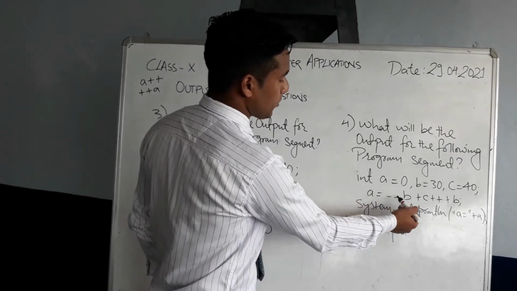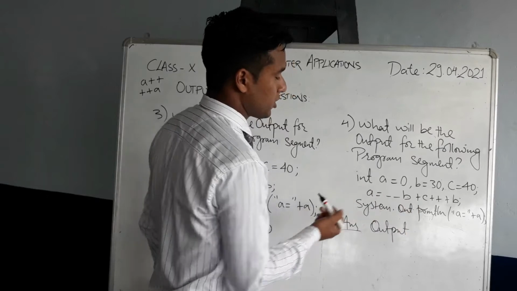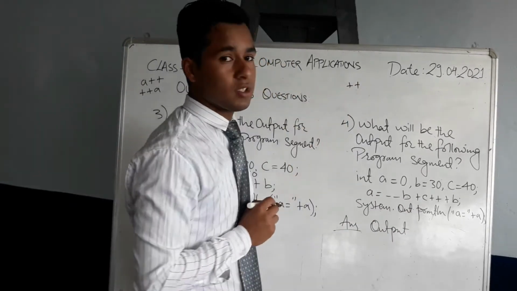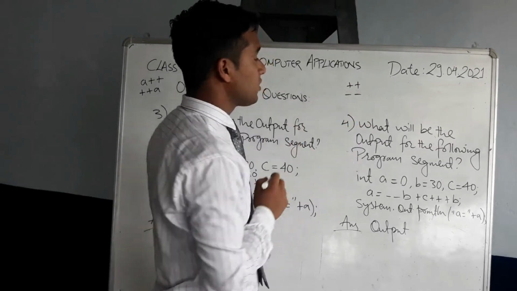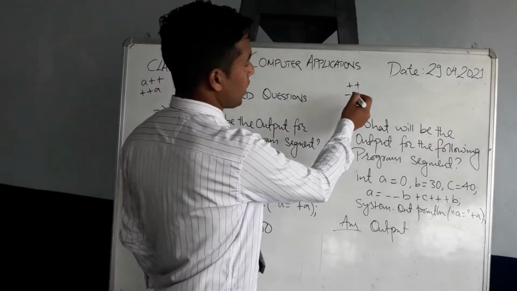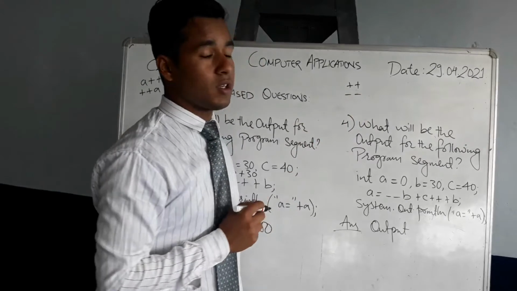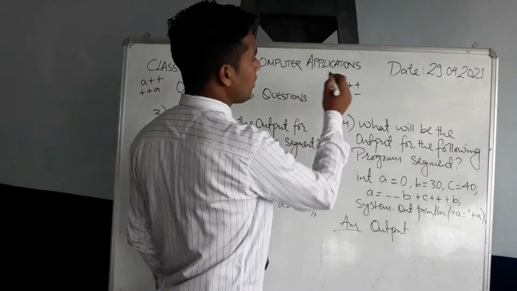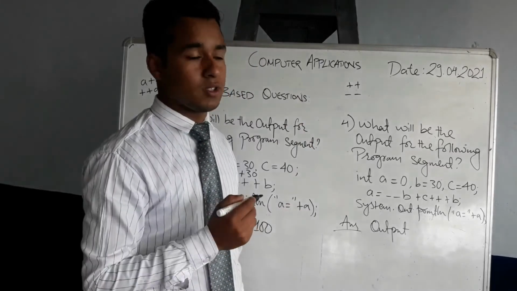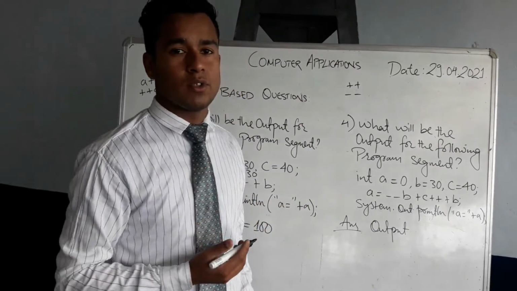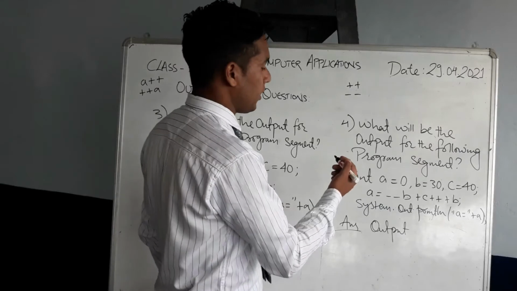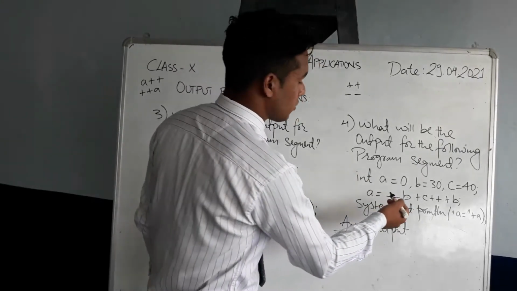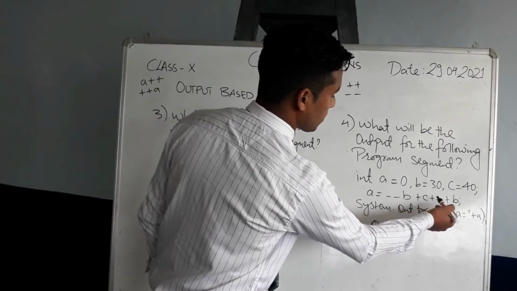A equals --b. Decrementation operator has been mentioned. We have already learned about this one. Plus means incrementation, and minus means decrementation. So whenever you find this decrementation symbol, you have to decrease the value by 1. And whenever you find the plus symbol, the incrementation symbol, you have to increase the value by adding 1. So here a decrementation is mentioned out here. So --b plus c++ plus b.